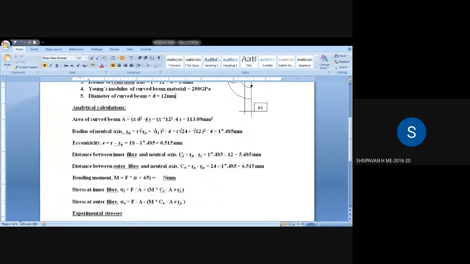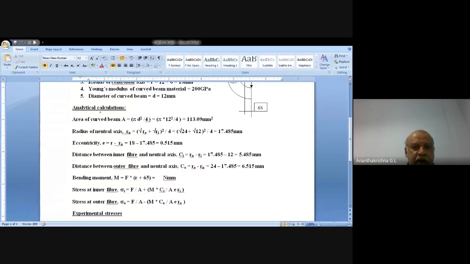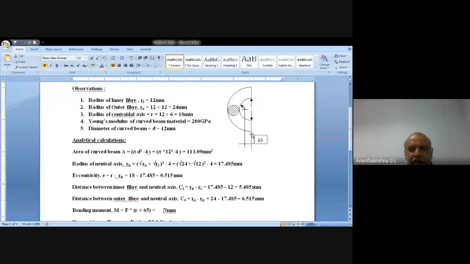Okay. So analytical calculation: stress at inner fiber is given by F by A plus M Ci by A e Ri, and stress at outer fiber is given by F by A minus M Co by A e Ro. Where F is applied force, A is area of cross section, and bending moment here is force into perpendicular distance.